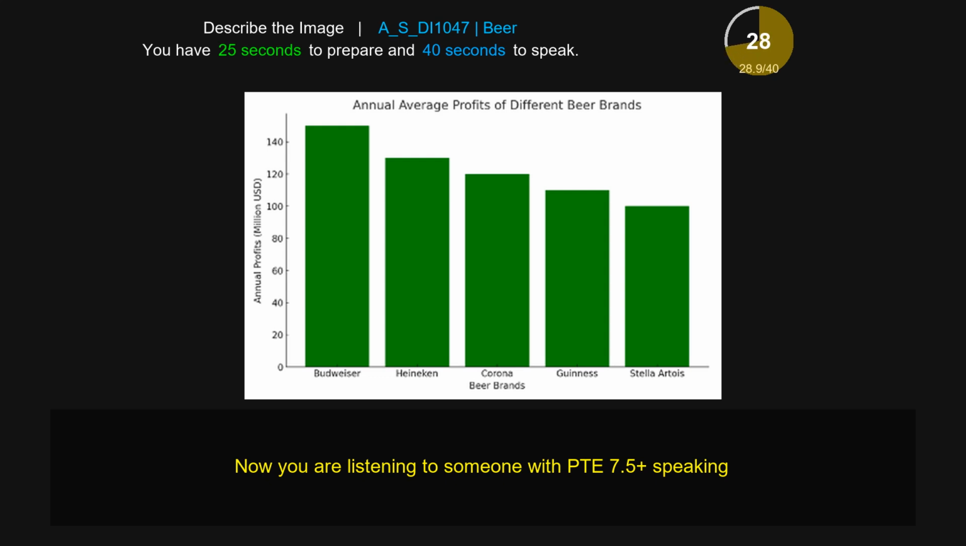Similarly, it is evident that all the beer brands are in profit. Overall, it gives us information about the annual average profit of different beer brands.